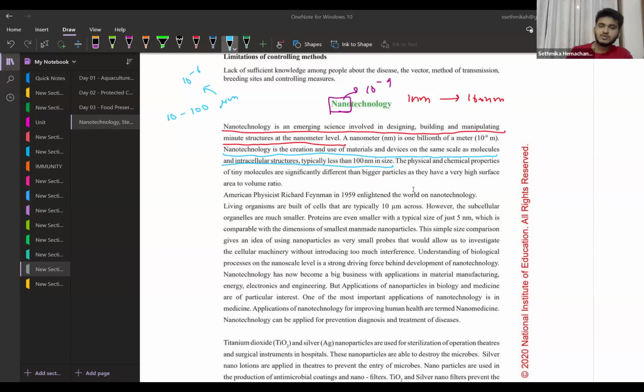The physical and chemical properties of tiny molecules are significantly different from bigger particles as they have a very high surface area to volume ratio. As the size decreases, the surface area to volume ratio will definitely increase.